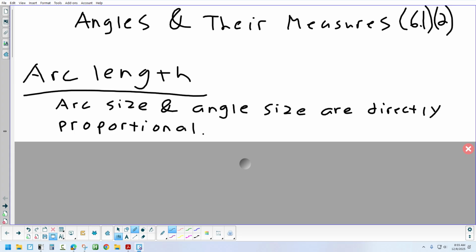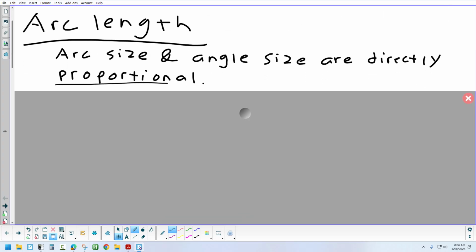Not everything works like that. Sometimes if you change one thing, the other thing doesn't change exactly the same way. But in arc size and angle size, they do. They are directly proportional. When two things are directly proportional, it means that we can set up a proportion. That's what we're going to be using in a minute to figure out the formula for arc length.